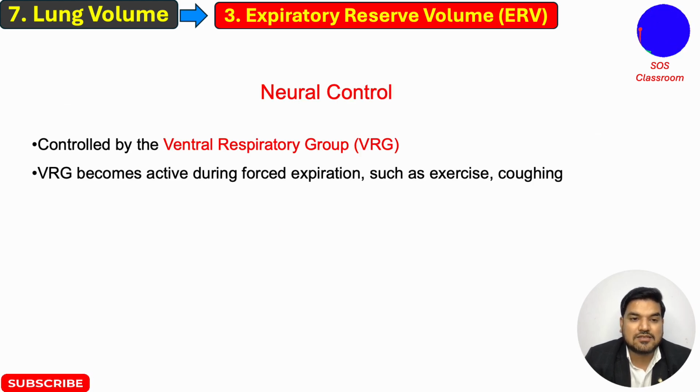How is it controlled? It is controlled by the VRG center. The VRG controls expiration, and also controls inspiration, so it has neurons for both inspiration and expiration. The VRG becomes active during forced expiration, which is required during exercise, coughing and stress.